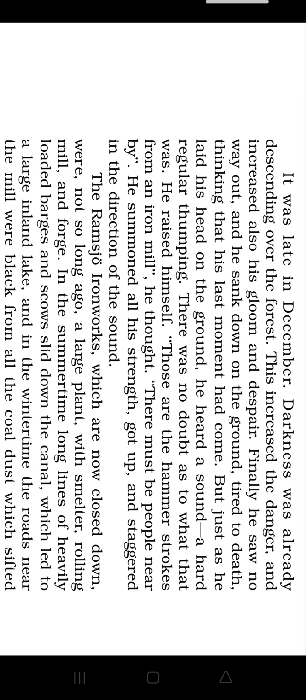There was no doubt as to what that was. He raised himself. Those are the hammer strokes from an iron mill, he thought. There must be people nearby. He summoned all his strength, got up, and staggered in the direction of the sound. Summoned all his strength means he collected all his strength. As earlier it was said that he was tired to death, he fell on the ground. But when he saw the silver lining, he thought maybe he could save his life. So he collected all his strength, he got up and staggered in the direction. Somehow he dragged himself.